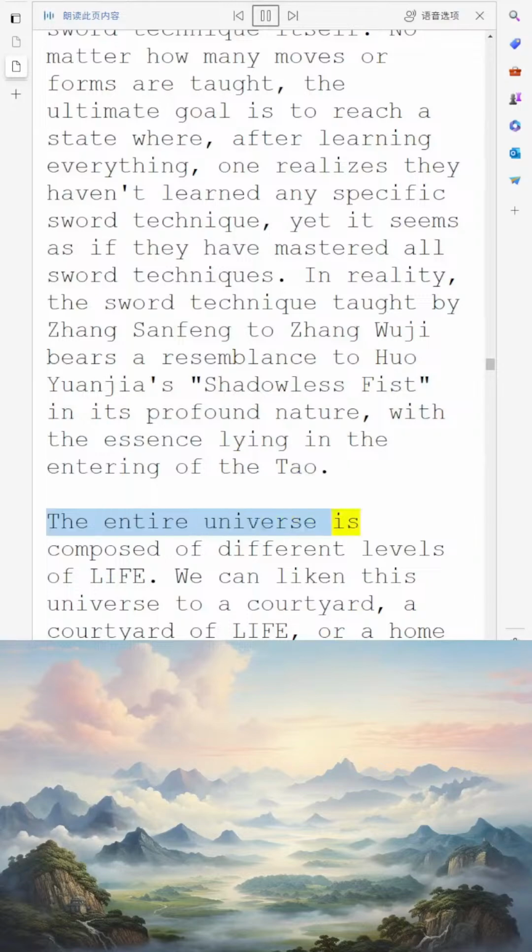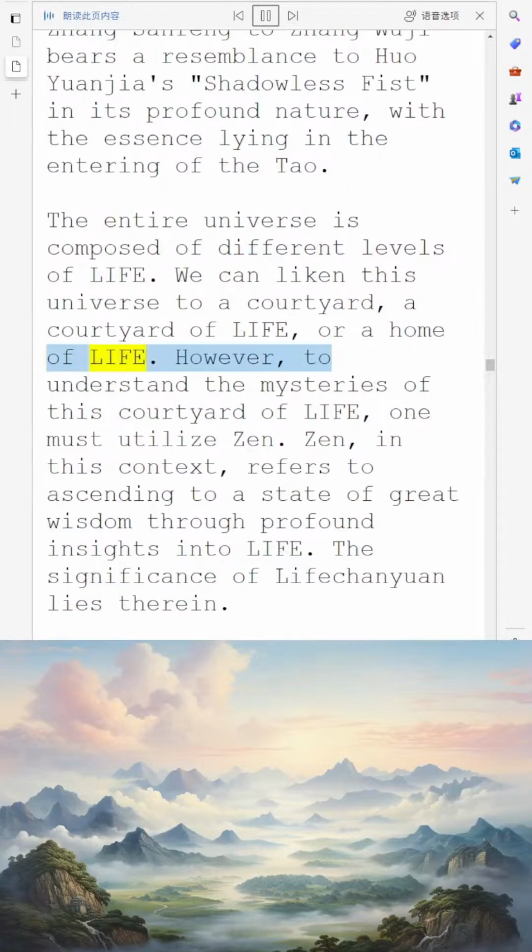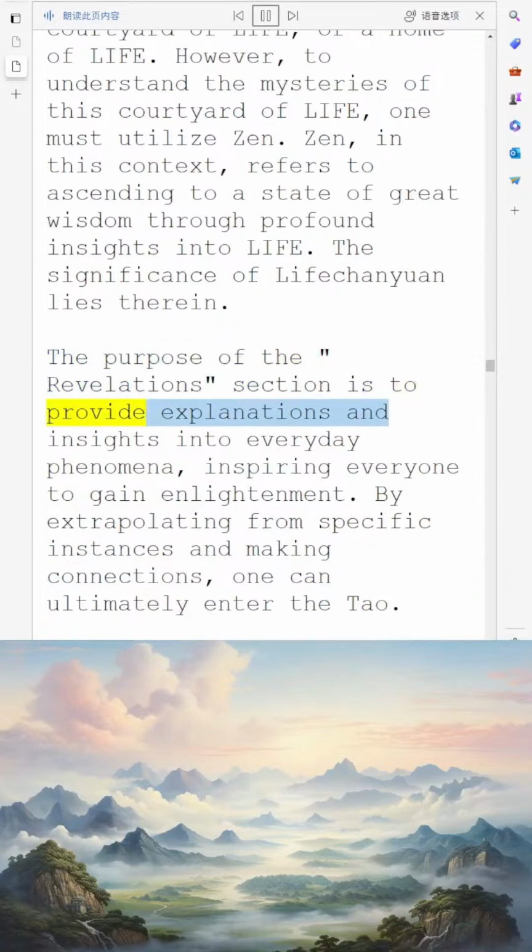The entire universe is composed of different levels of life. We can liken this universe to a courtyard of life, or a home of life. However, to understand the mysteries of this courtyard of life, one must utilize Zen. Zen, in this context, refers to ascending to a state of great wisdom through profound insights into life. The significance of Life at Chanyuan lies therein. The purpose of the Revelations section is to provide explanations and insights into everyday phenomena, inspiring everyone to gain enlightenment.